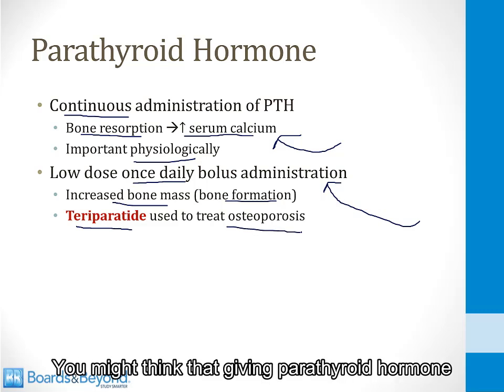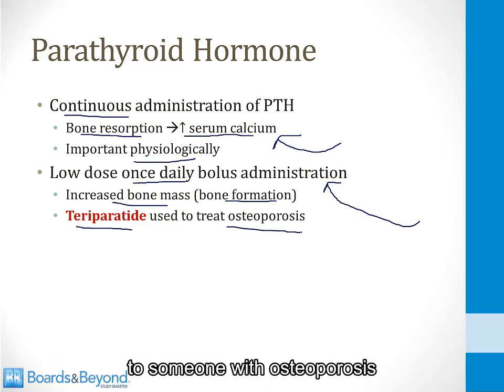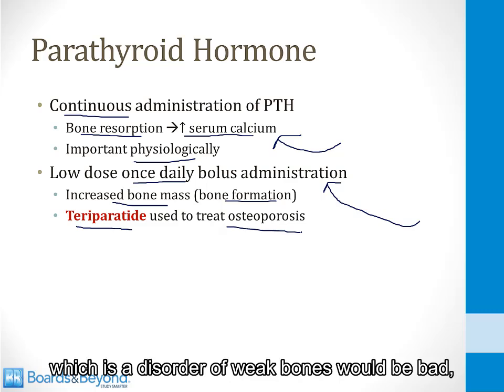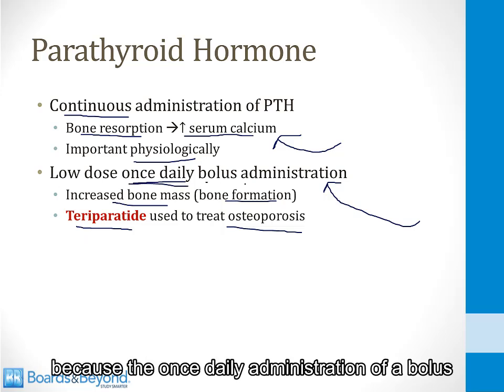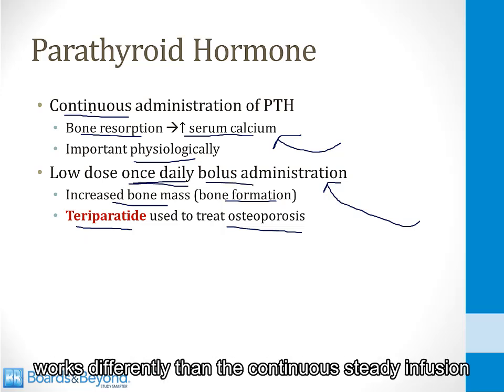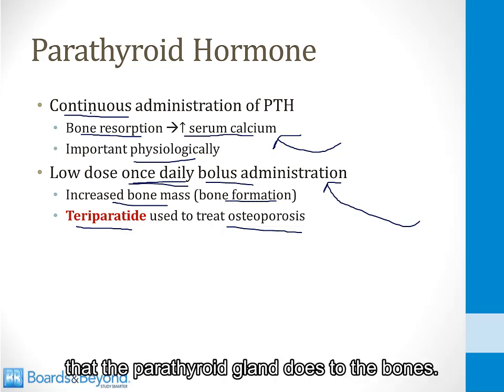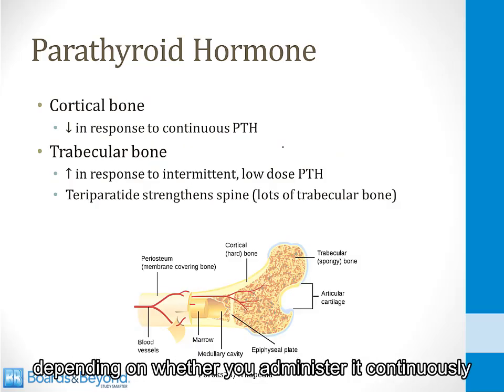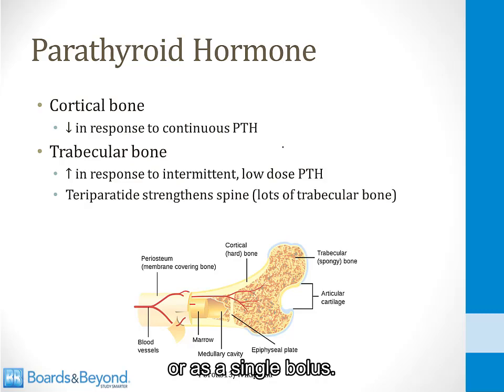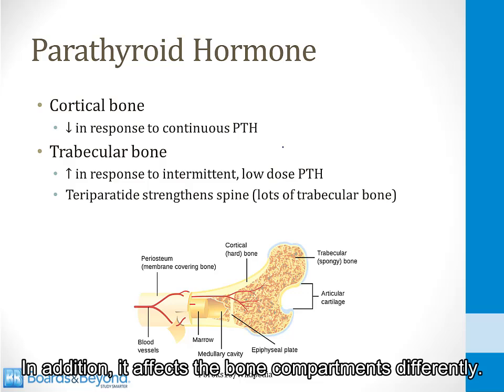You might think that giving parathyroid hormone to someone with osteoporosis, which is a disorder of weak bones, would be bad, but it turns out to be good because the once-daily administration of a bolus works differently than the continuous steady infusion that the parathyroid gland does to the bones. So parathyroid hormone has different effects depending on whether you administer it continuously or as a single bolus. In addition, it affects the bone compartments differently.